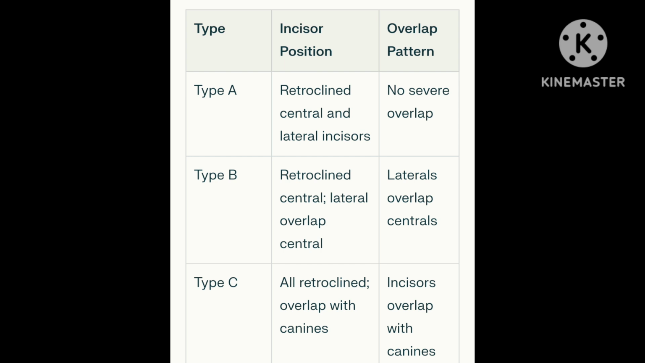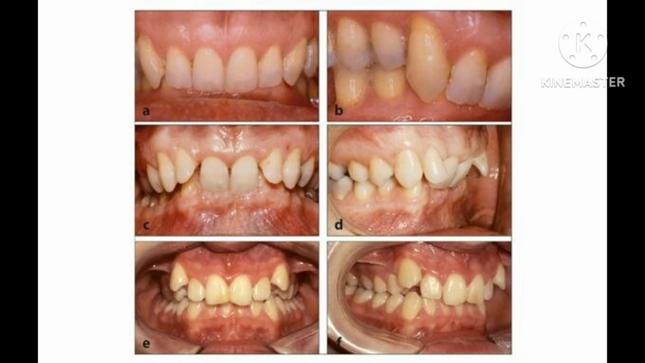Vanderlinden further classified Class II Division 2 into three types, type A, B and C. In type A, both the central and the lateral incisors are retroclined, but the inclination is not very severe. In type B, the retroclined central incisors are overlapped by lateral incisors, producing a characteristic appearance. In type C, both the central and the lateral incisors are retroclined and overlap with canines, creating a more complex anterior crowding pattern.